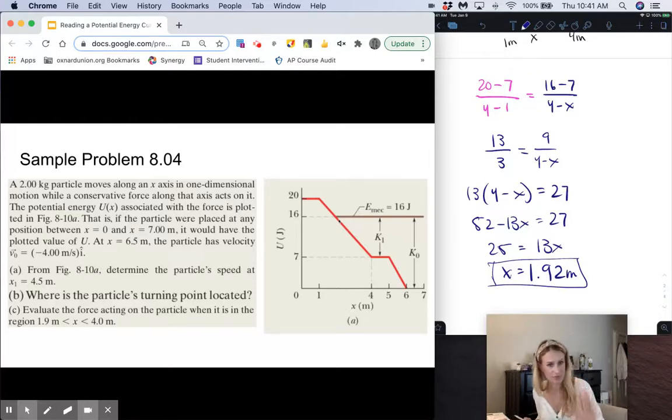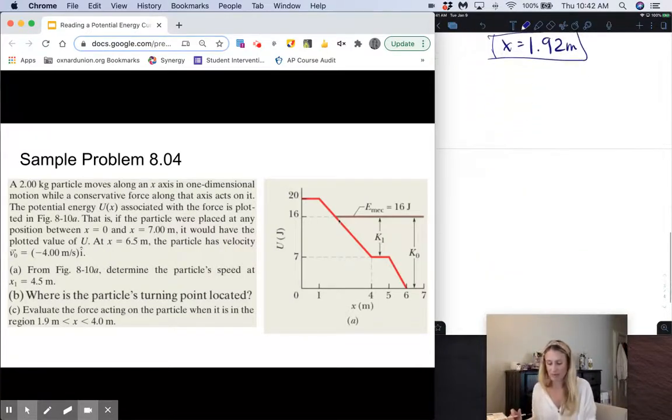So for part C now, it says evaluate the force acting on the particle when it is in the region 1.9 meters to 4 meters. We can see that they kind of gave us the answer for part B in part C, because it says from 1.9 meters, which is our turning point.